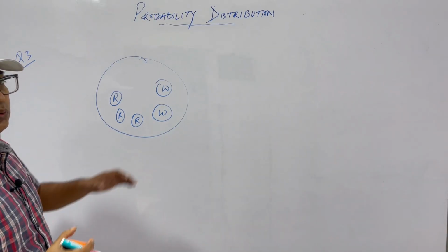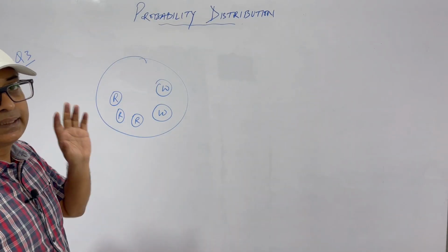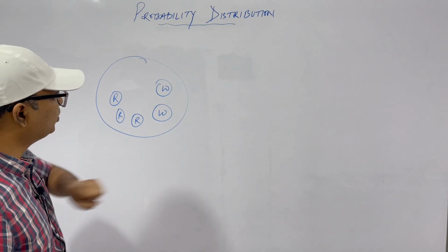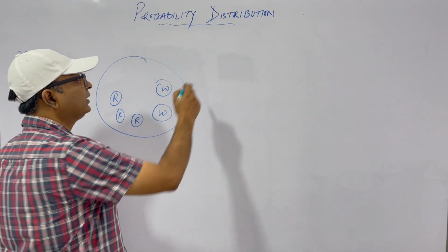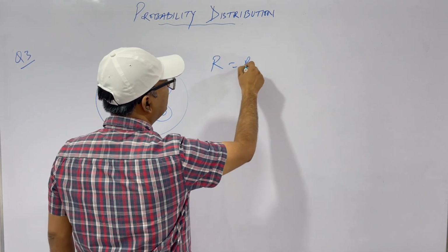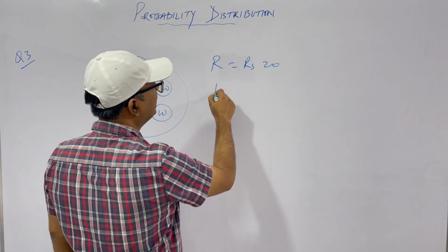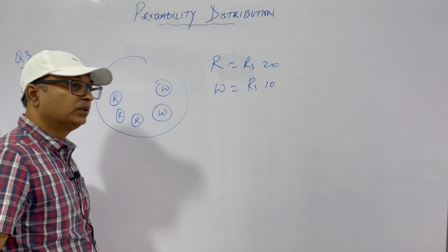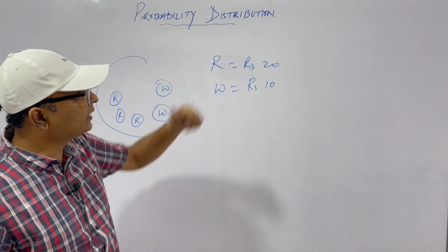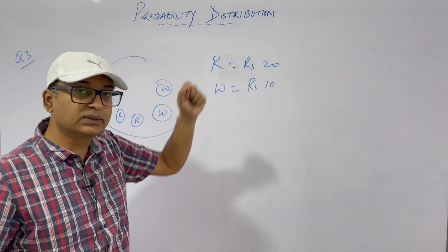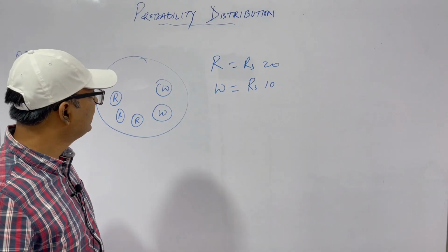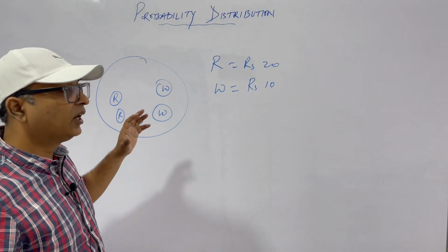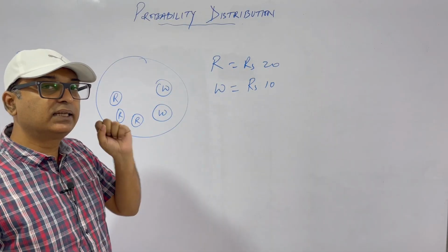A person has to take out 2 balls at random without replacement. If you get a red ball, you will get rupees 20, and if you get a white ball, you get rupees 10. So if you get 2 red balls, you will get 40. If you get 2 white balls, you will get 20 only. The question is, how much amount can the man expect?